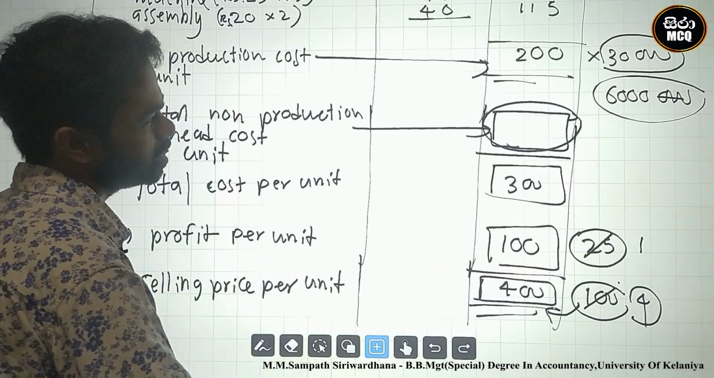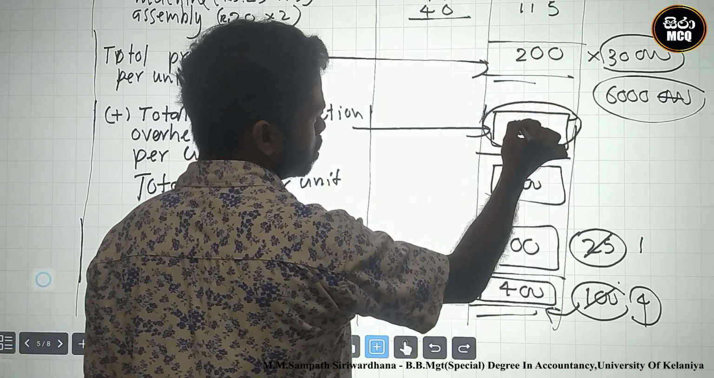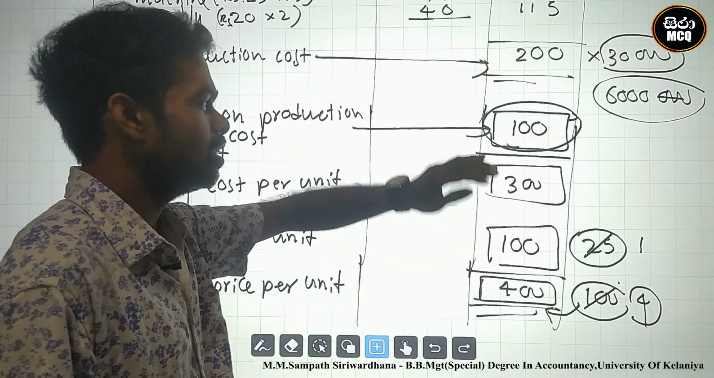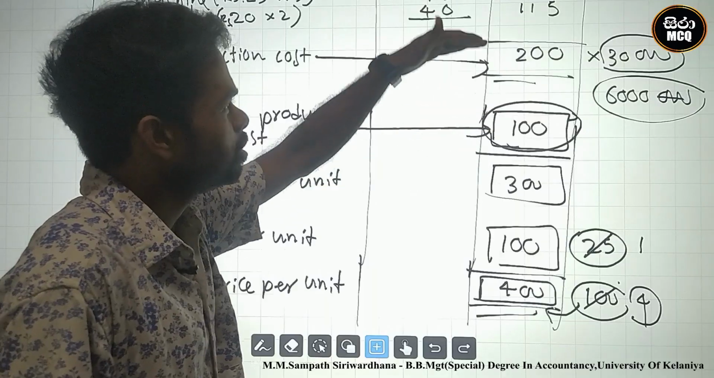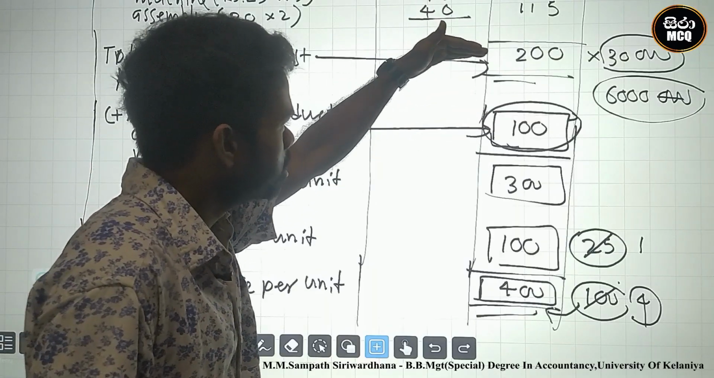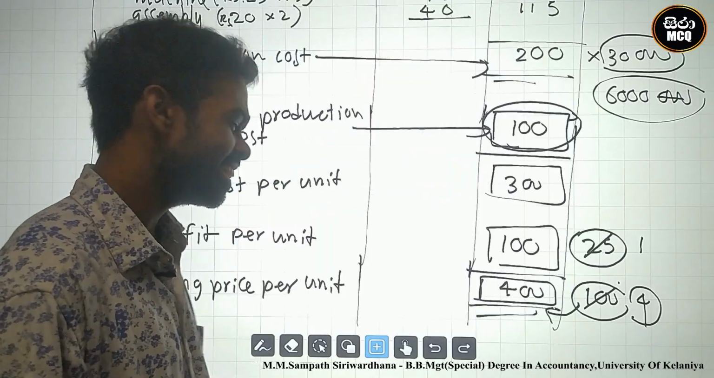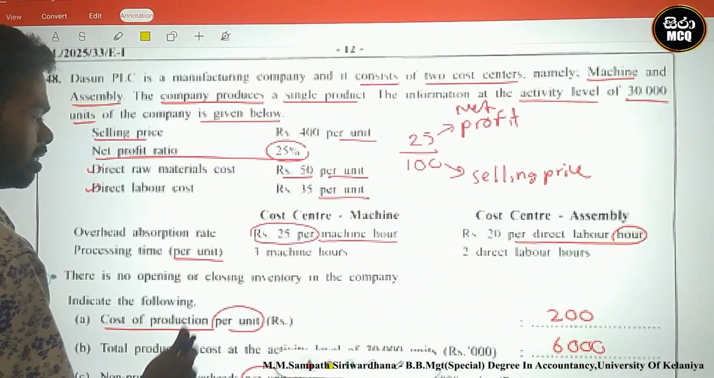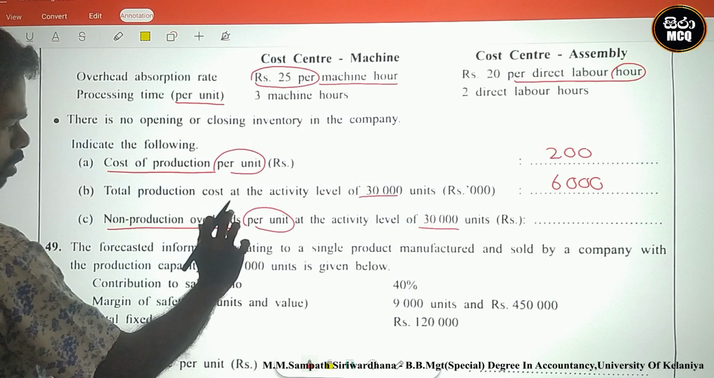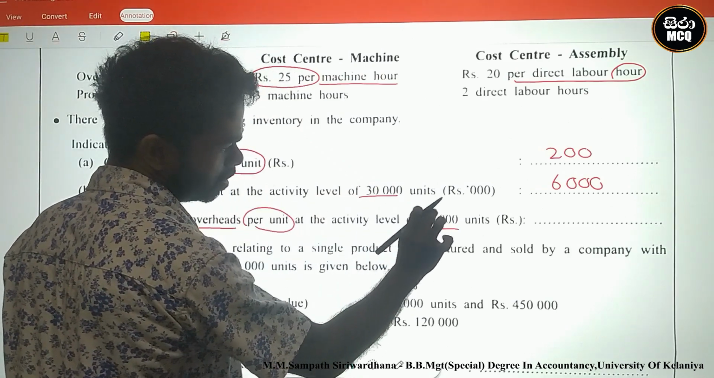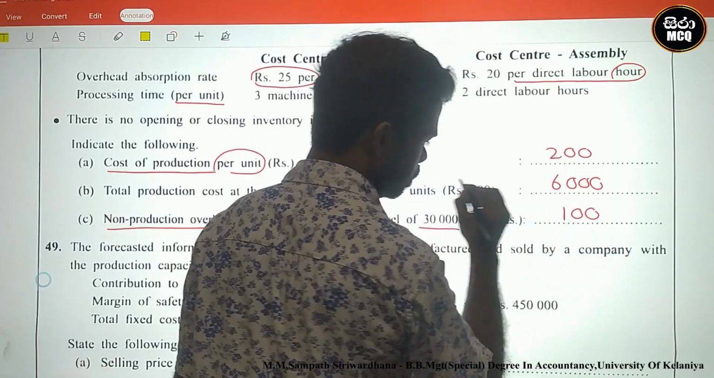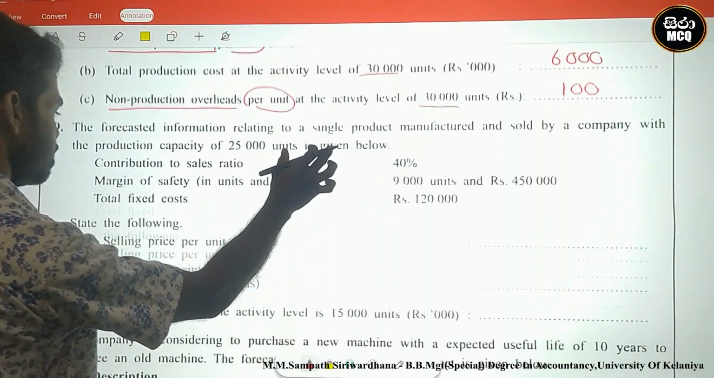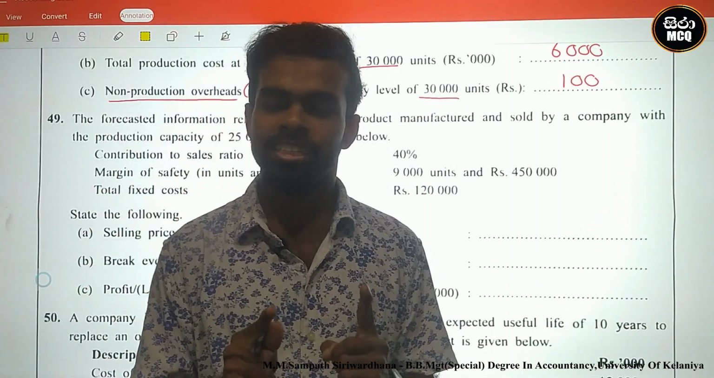Total cost, how can we calculate? Total production cost and non-production cost. What is the non-production cost? 100. Okay, total cost must be 300. 300 is calculated from non-production cost and production cost. Production cost is 200, non-production is 100. Therefore, find the answer, we can calculate 100. 100 is non-production overhead per unit at the activity level of 30,000 units, 100 rupees. Okay, this is the answer. Therefore, after that we can find the answer of 49 in next video.